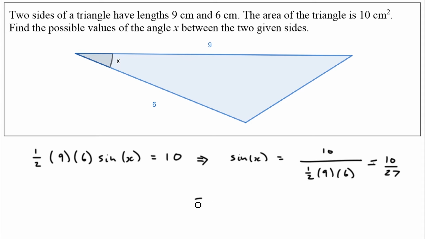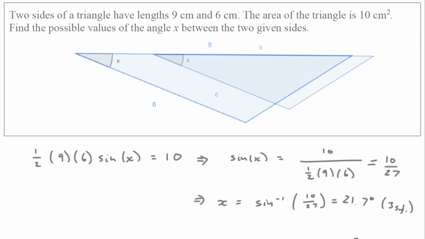Taking the inverse sine of both sides, we have that x being the inverse sine of 10/27 is 21.7 degrees to 3 significant figures. However, we are asked to find the possible values of the angle x. The diagram seems to give no possibility of another angle. How can this be? Well, this is another ambiguous case, as we saw with the sine and cosine rules.